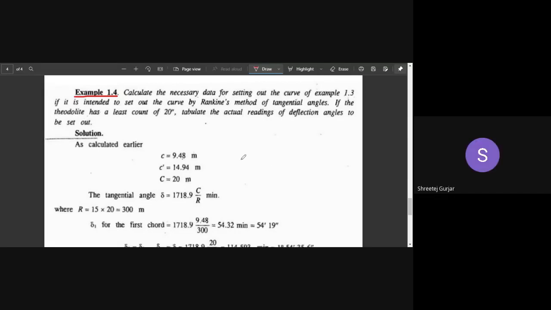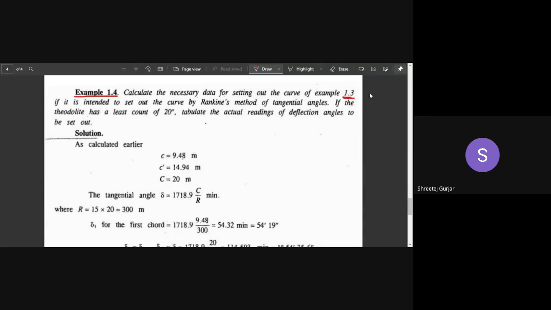So this is a numerical wherein we have to use Rankine's method of tangential angles. They have clearly mentioned the necessary data for setting out a curve in example 1.3, meaning the previous example which you have solved. The same data we have to take.